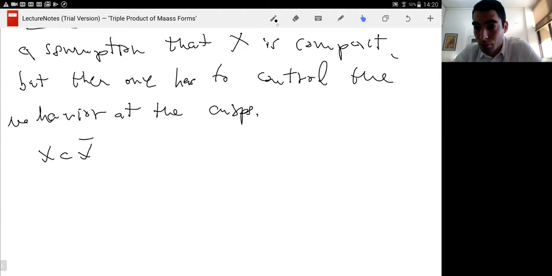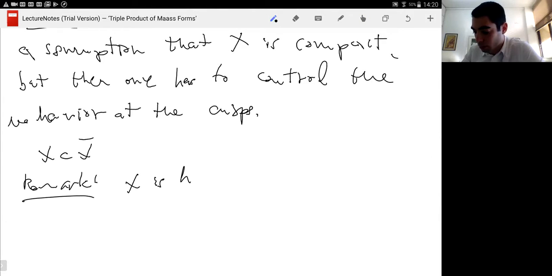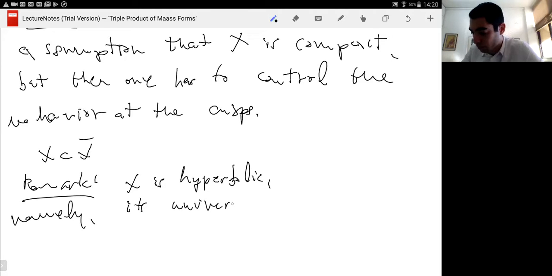Yes, that is the next remark, that our theory only works well. We are indeed going to specialize to the case that X is hyperbolic, namely its universal cover is H.